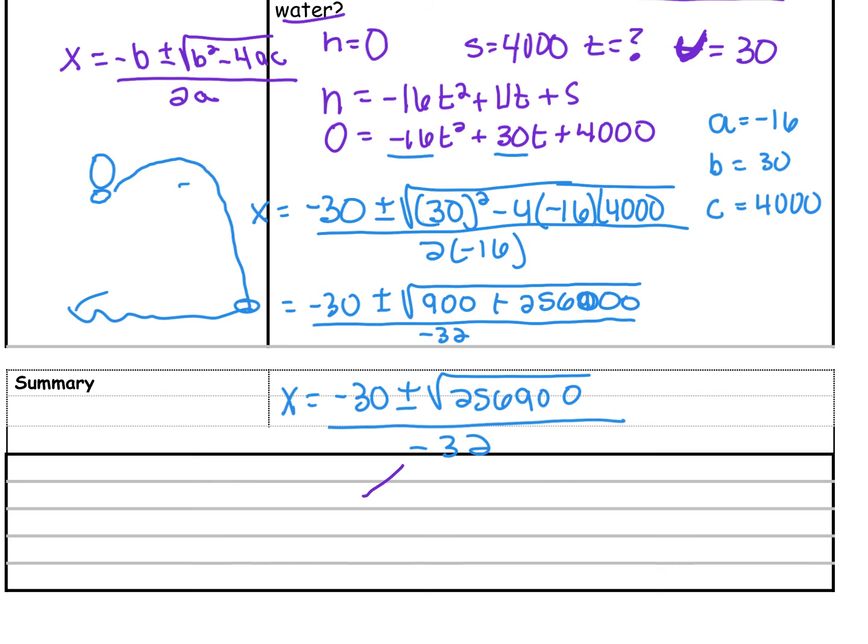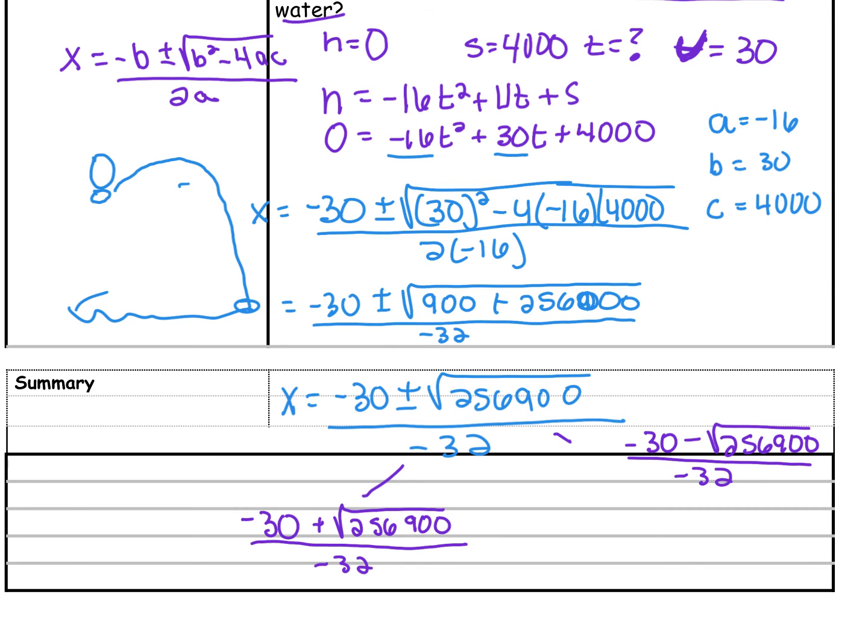So I separate this into two different problems. So we have our negative 30 plus the square root of 256,900 all over negative 32. And then I also have where I am subtracting. So in your calculator, you would put negative 30 plus, and then that square root symbol with 256,900 underneath, and then hit that equal sign.